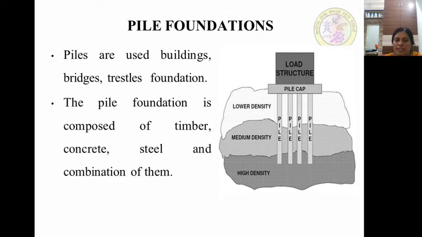The pile can be made of any material, that is cement concrete, timber, steel, sand, or composite piles. These are chosen based on the structure's usage. For important structures, we prefer steel piles. For unimportant structures, we prefer timber. In our diploma syllabus, we have to study pile foundations only.